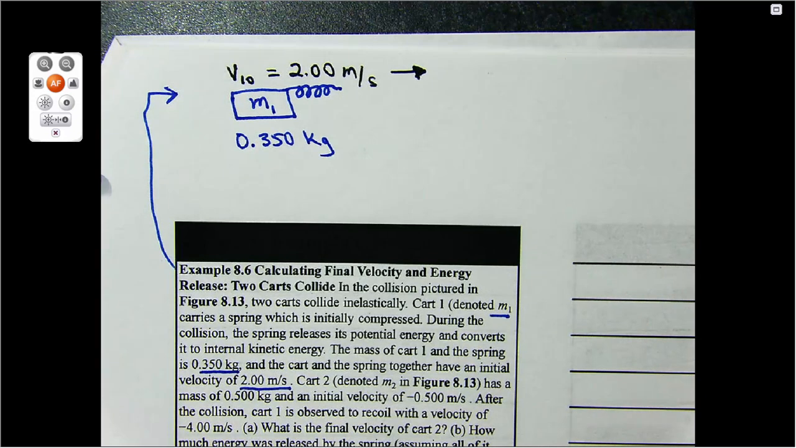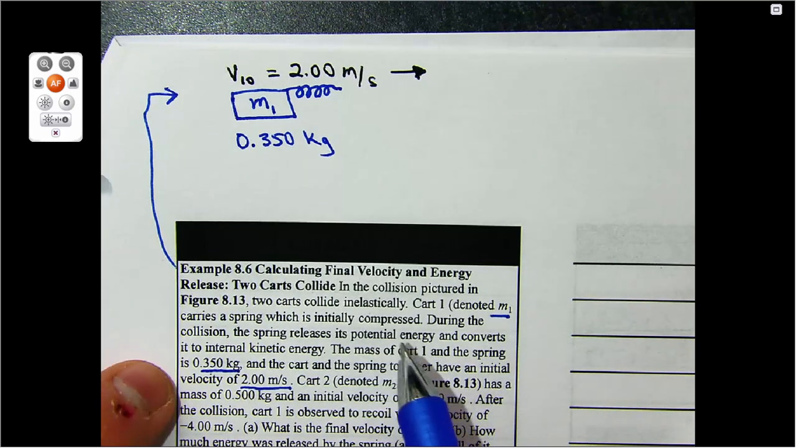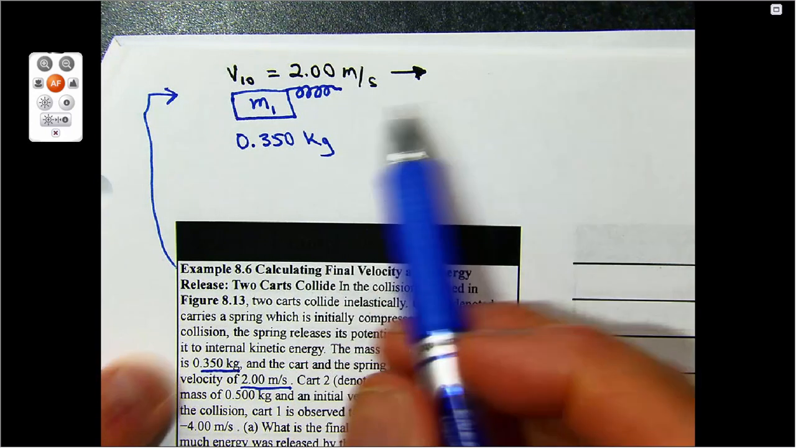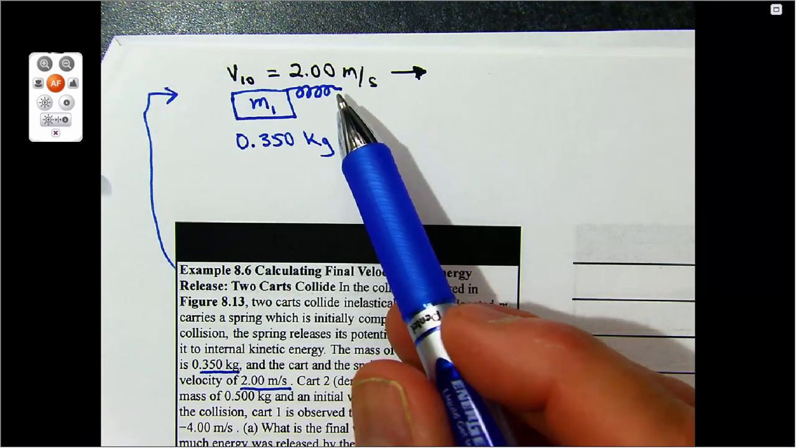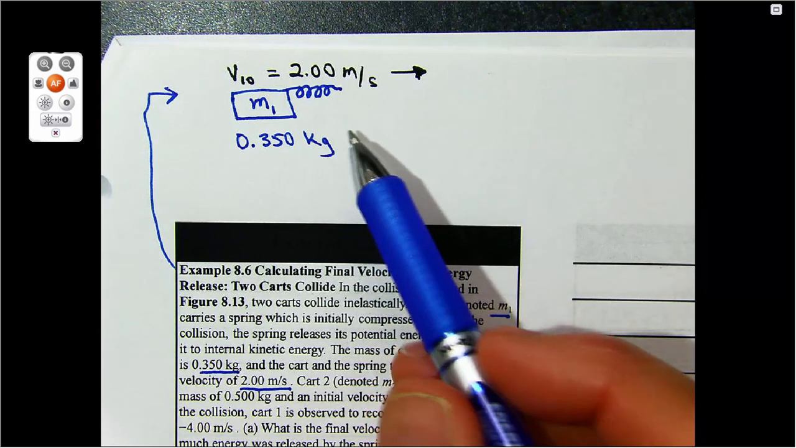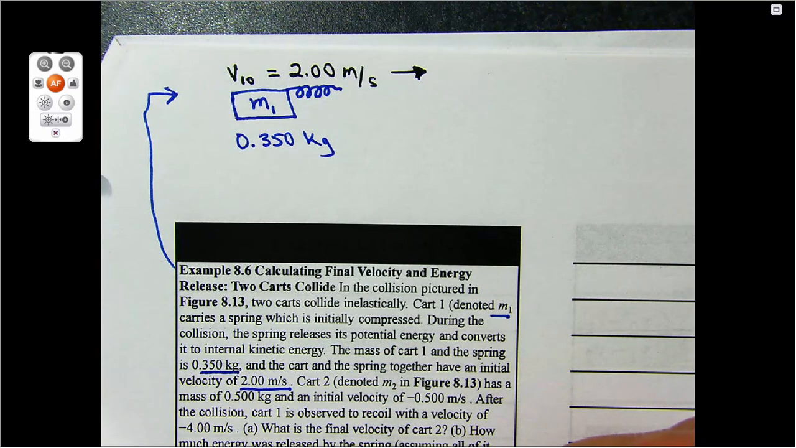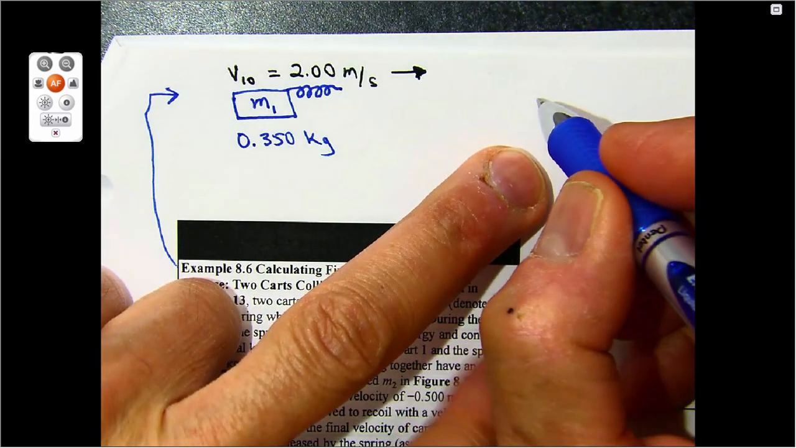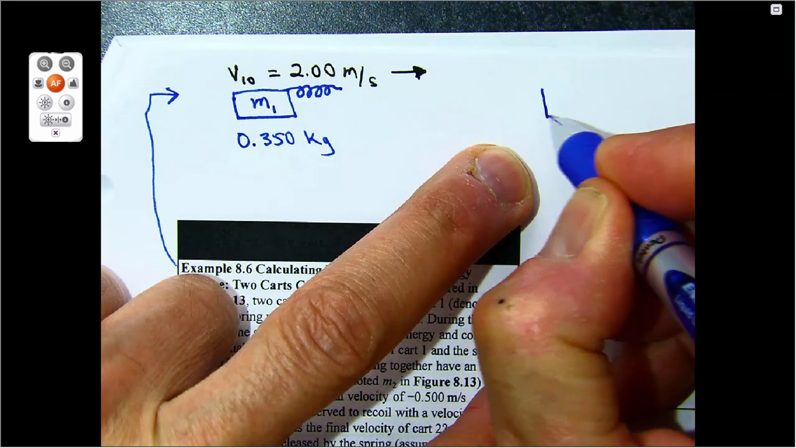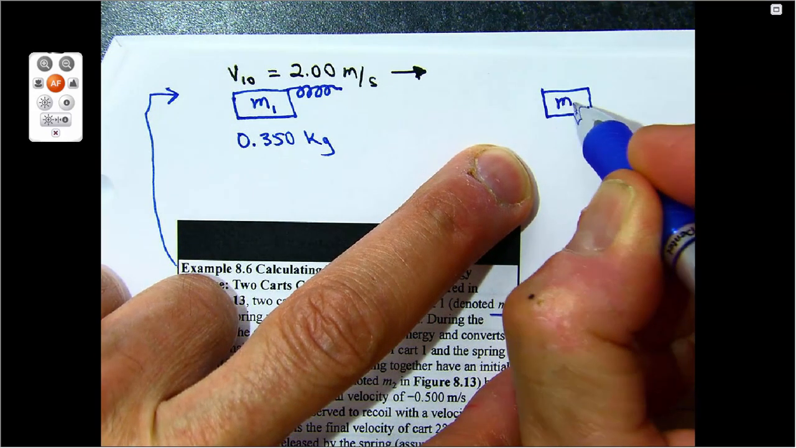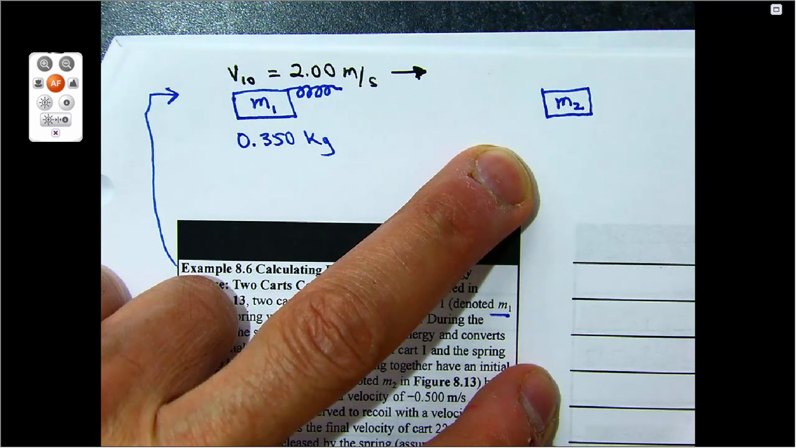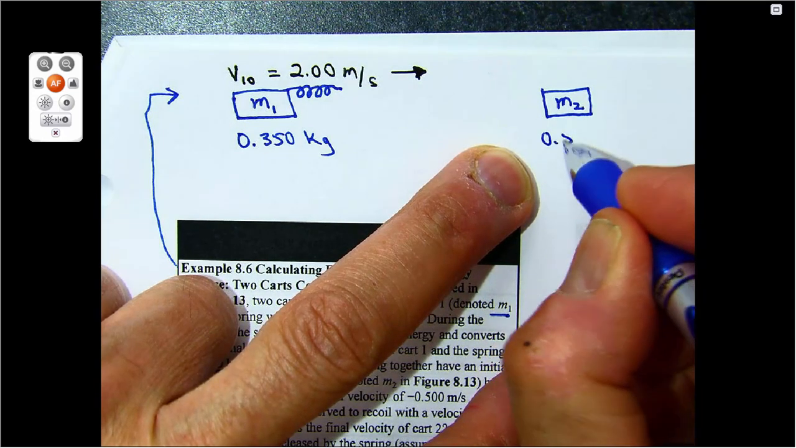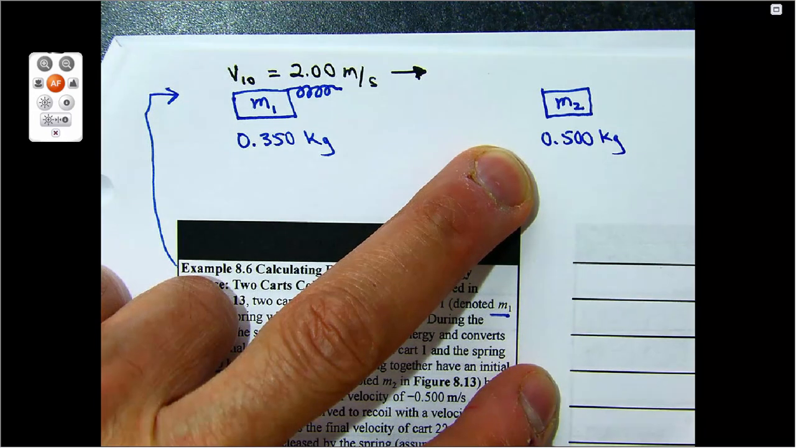Figure 8.13. It's just saying that they're going to collide and bounce off. Just like I had it on the air track, where I used a rubber band. So here's what we've got. We've got another mass over here, and this is just like an air track example. This is mass 2. This mass is 0.5 kilograms.